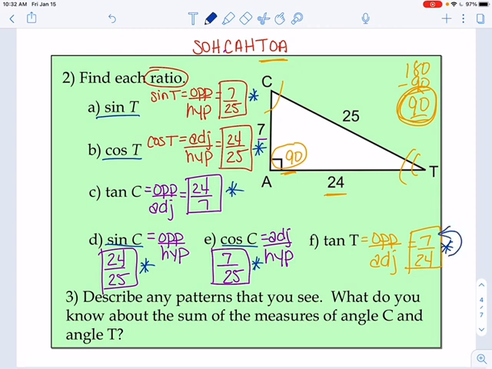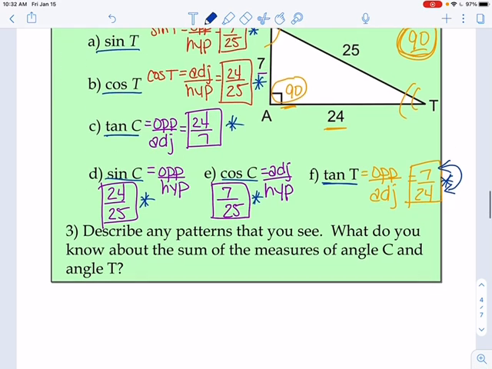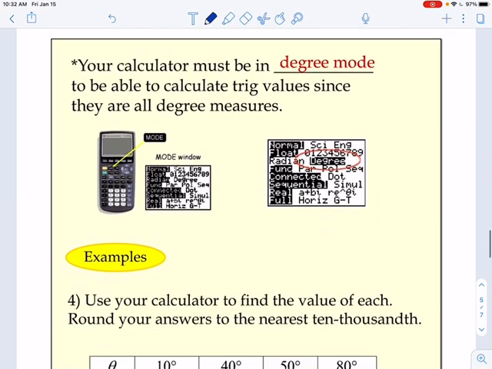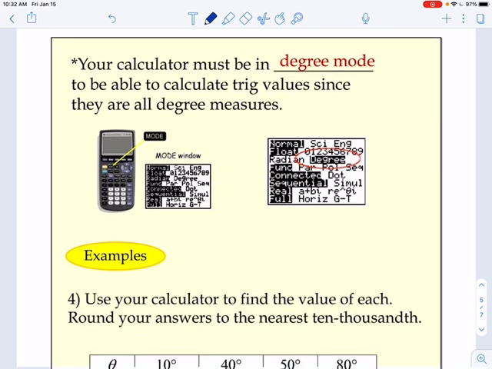In other words, again, if I take the flip of it, they would be the same thing. So again, those are reciprocals of each other, and that's your tangent of C and your tangent of T. Okay, just keep that in mind for later in the video here. Your calculator is going to be able to do a lot of the work for you, but it must be in degree mode to calculate your trig values, since they're all in degree measure.